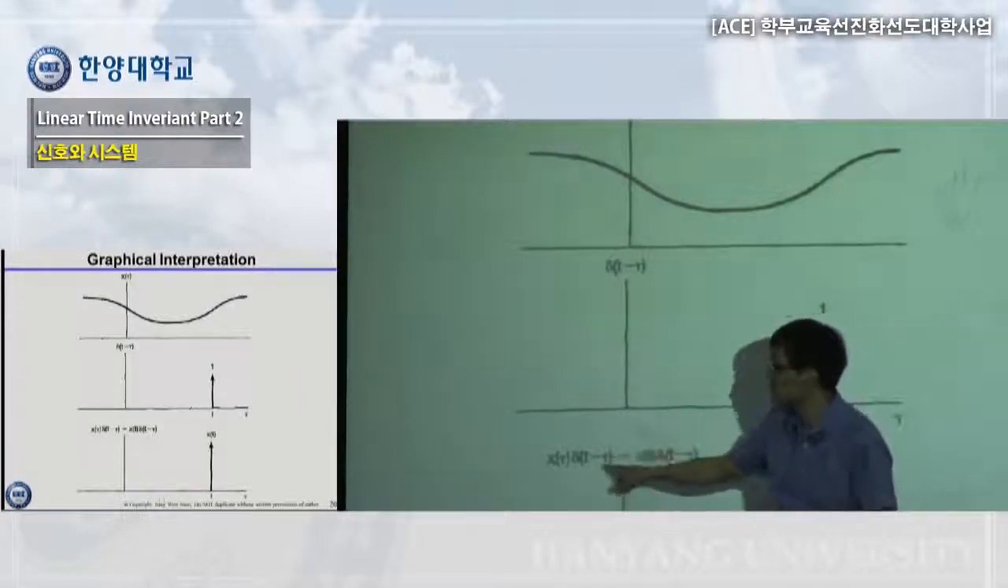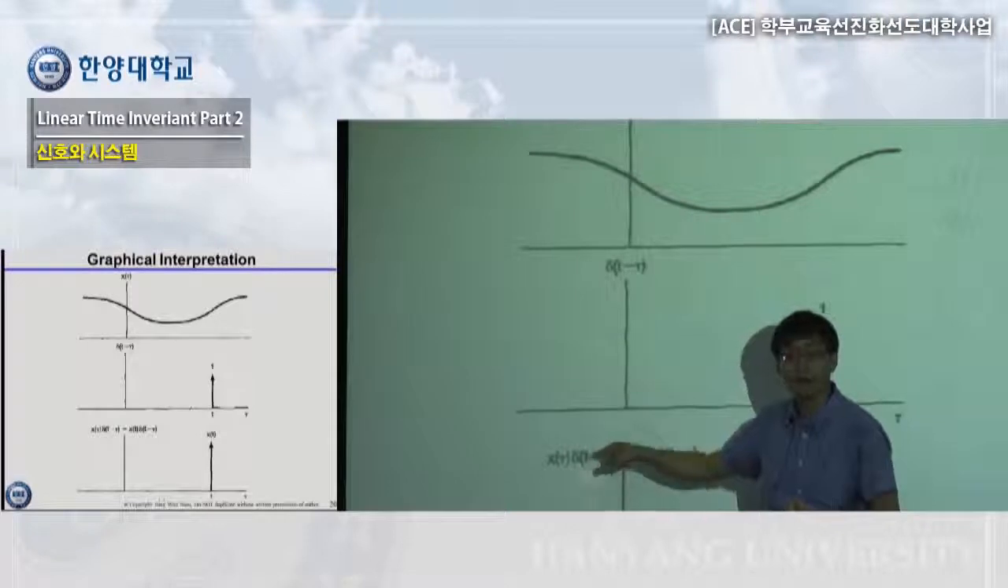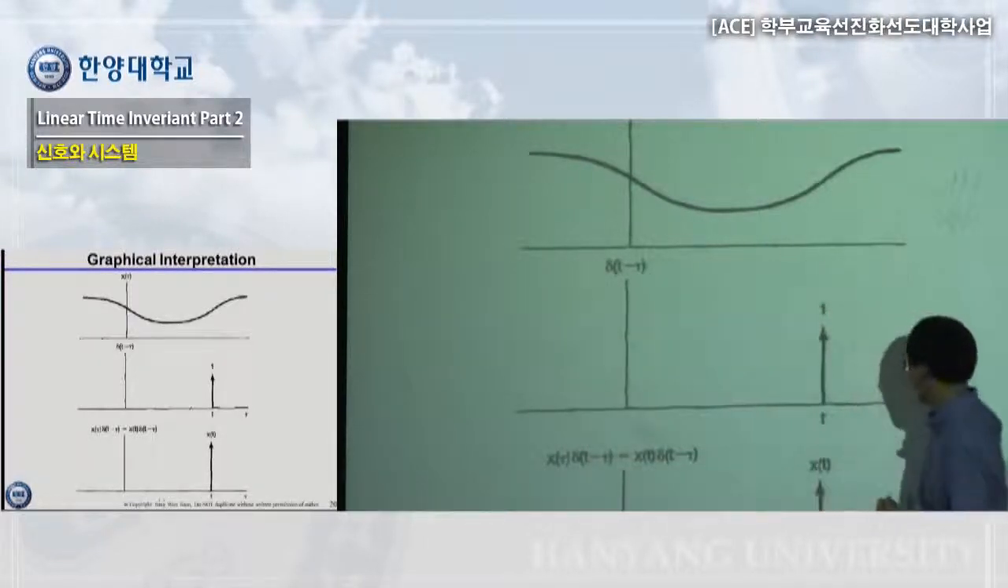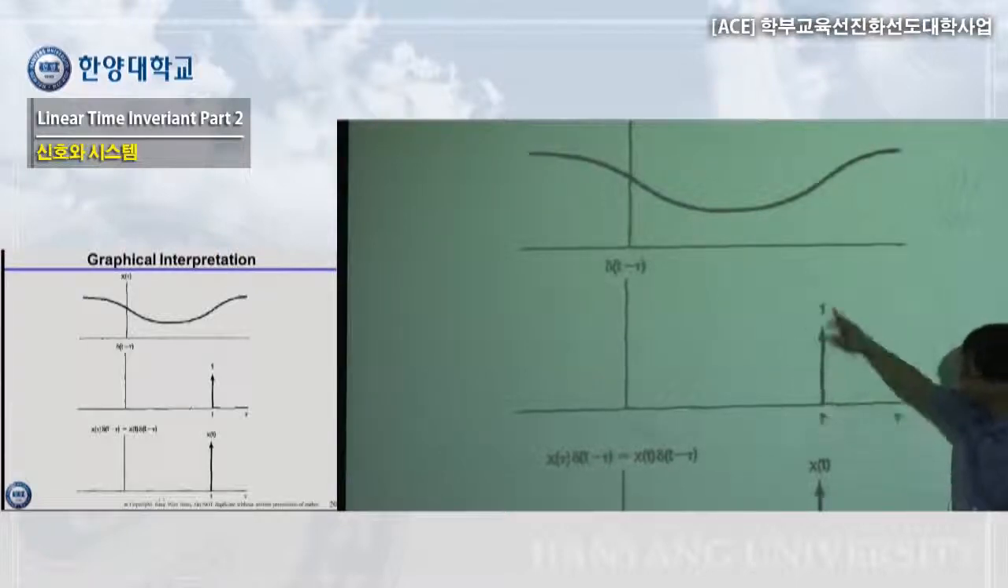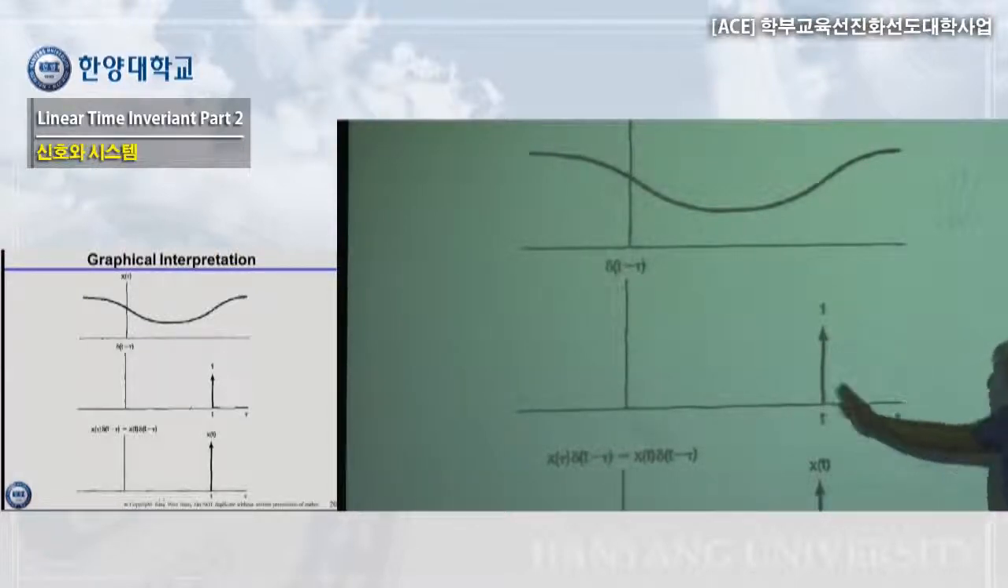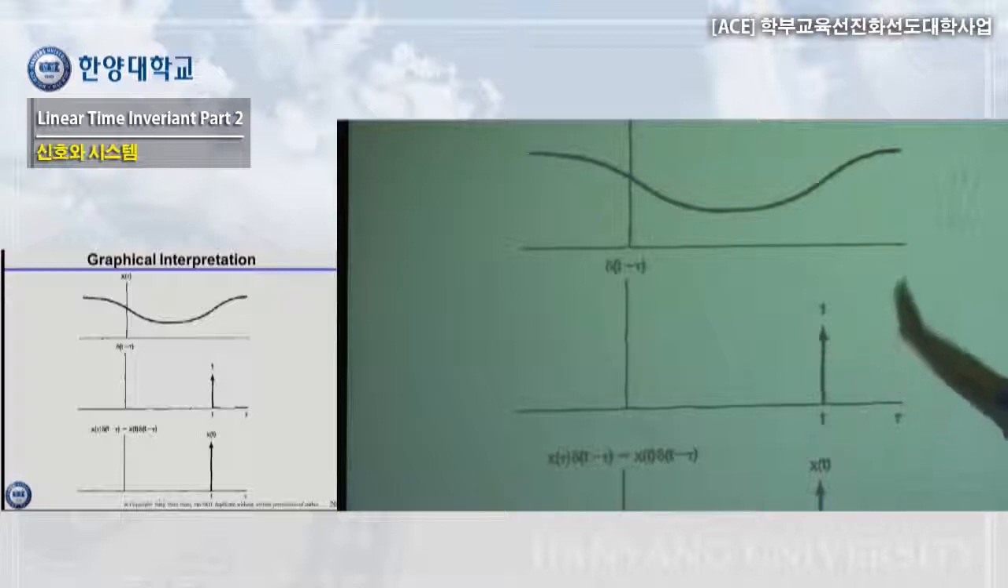If you have a certain tau, this tau and t are different. t is the general coordinate and tau is a time domain variable, with this delta of t minus tau and x(t) as tau exists.